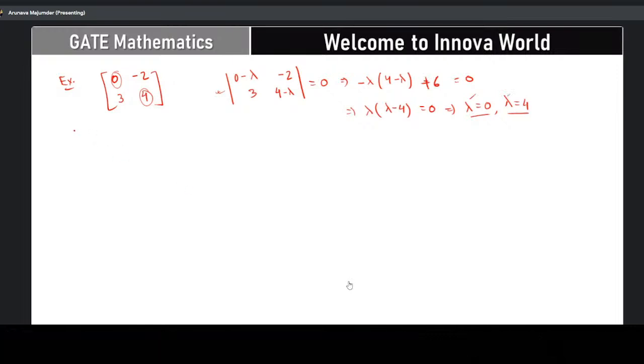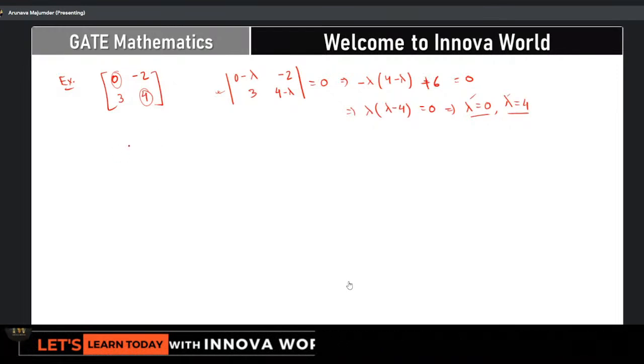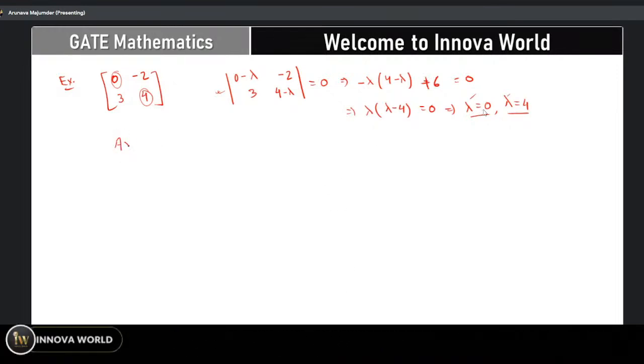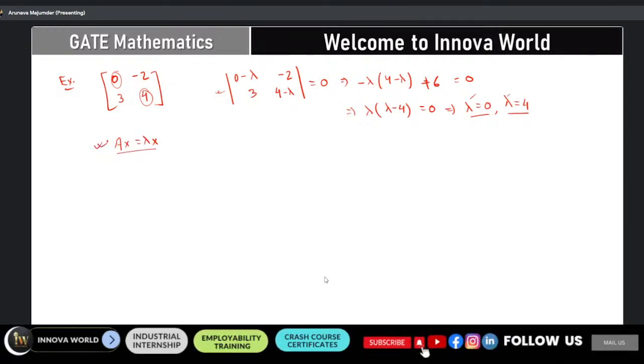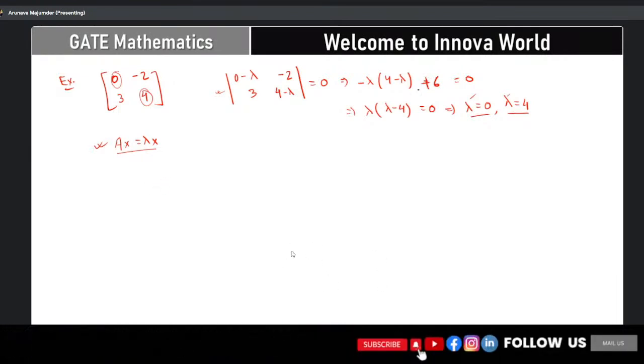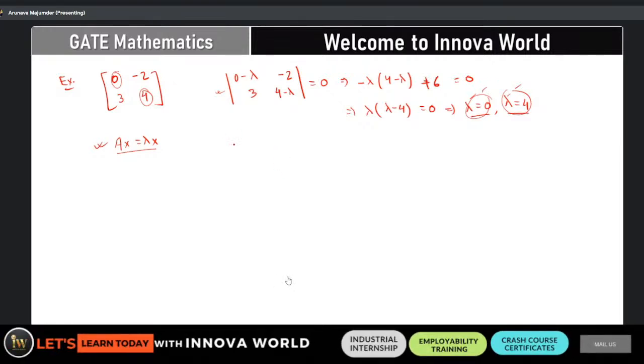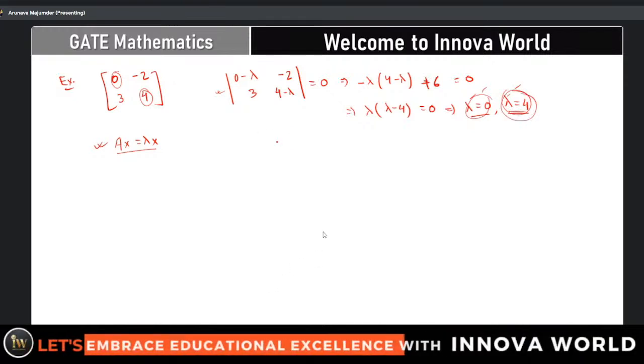Now let us find the eigenvector. How can I find it? Ax equal to lambda x. Use this equation to find the eigenvectors. Now how many eigenvalues are we getting here? Two eigenvalues, lambda equal to 0 and lambda equal to 4. So for these two eigenvalues we will get two different eigenvectors. Let us find out the eigenvector corresponding to lambda equal to 4.